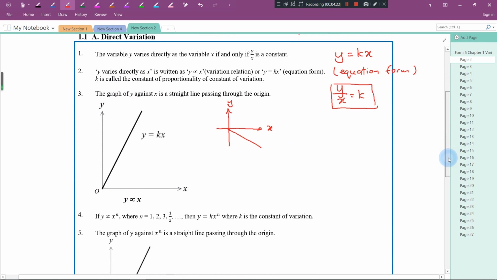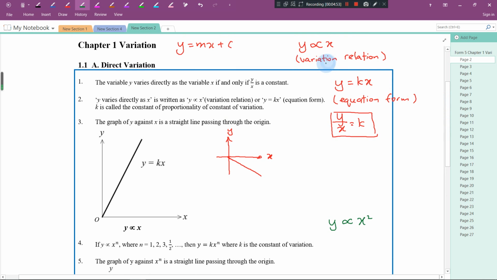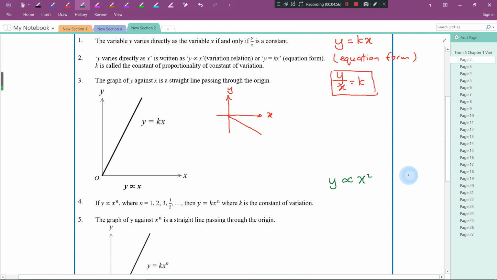Now, the power of x does not necessarily need to be 1. It can be 1 over 2, it can be 2, and so on. So let's say I tell you that y varies directly as, this time we don't want x anymore, let it be y varies directly as x squared. So this is the variation relation. If I want to calculate, we always change it to equation form. So y is equal to kx squared.